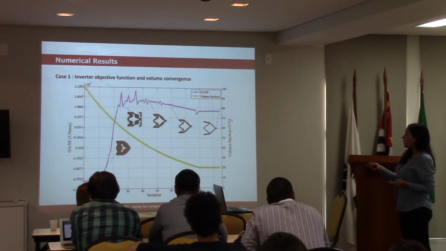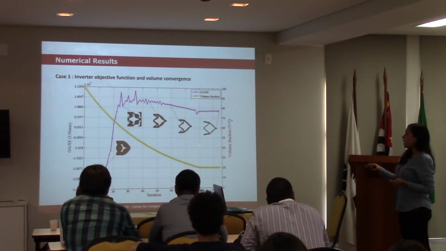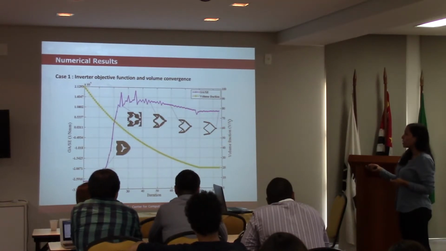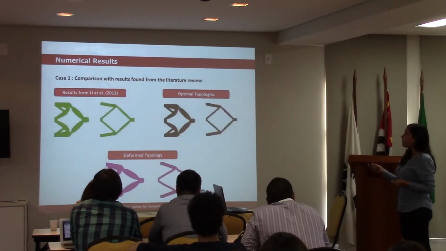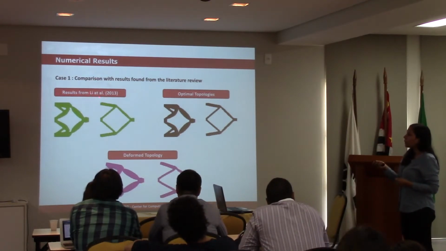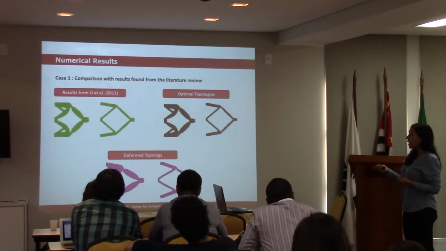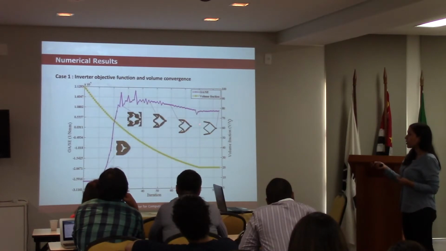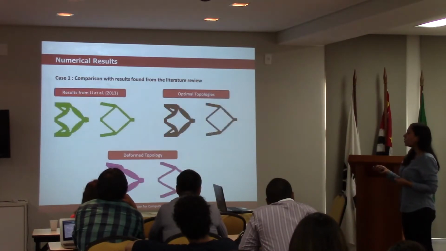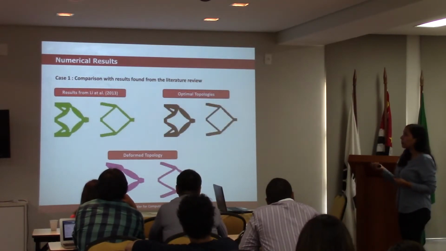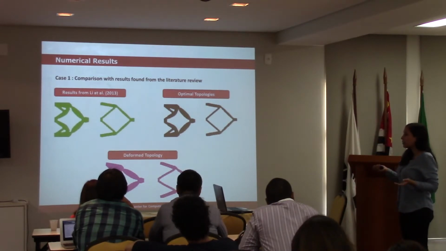And we finally obtained this design. This is a compliant mechanism with 20% of the initial volume. Now we have some results from the literature. This is our formulation's work. As you can see, it's very similar. I didn't include the convergence, but it was very similar too. So the algorithm implemented was successful.